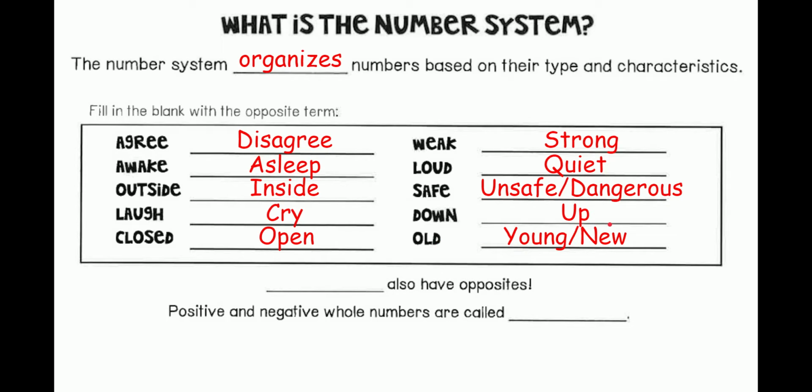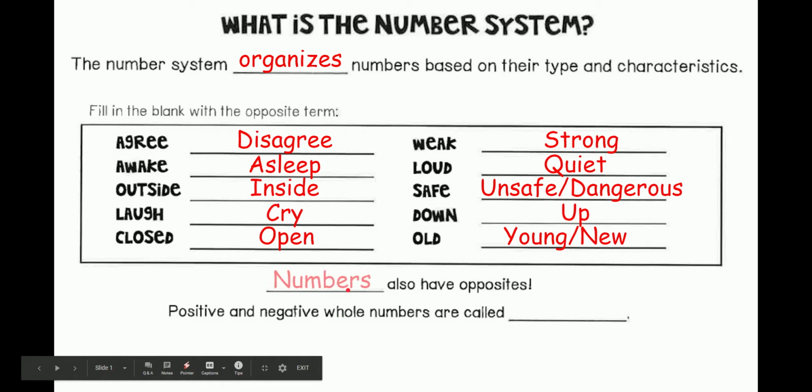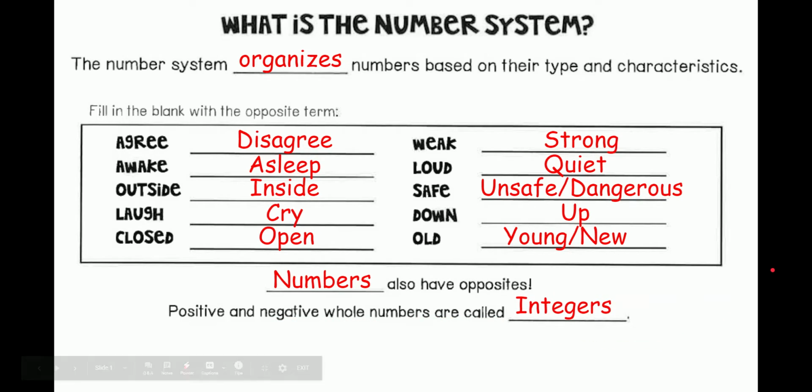So why are we talking about opposites? Well, it's because numbers also have opposites. We don't often think about it that way, but positive and negative whole numbers are called integers. So positive numbers and negative numbers are opposites, and they are called integers. Let's explore this a little bit further.